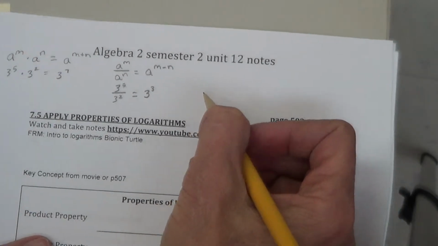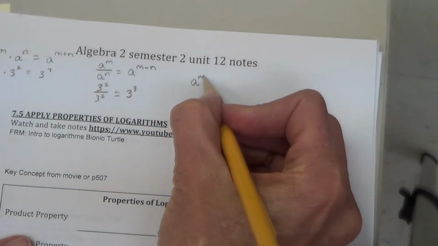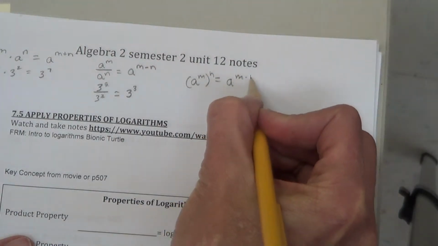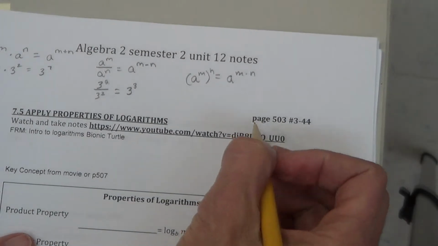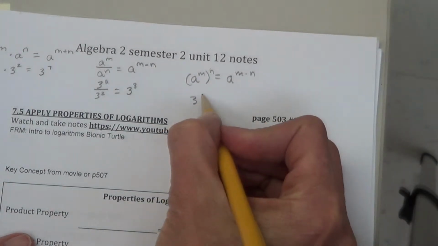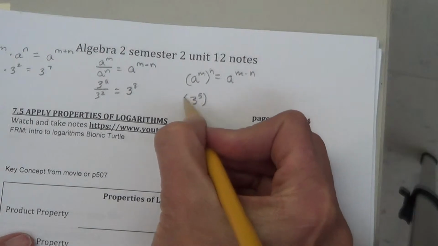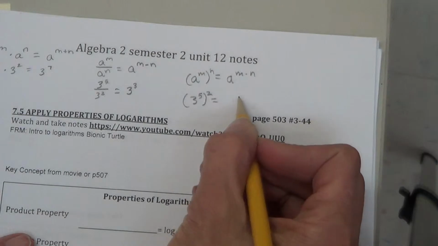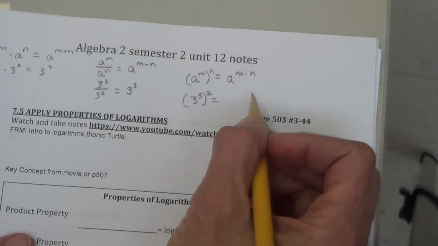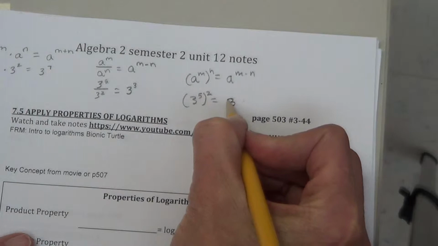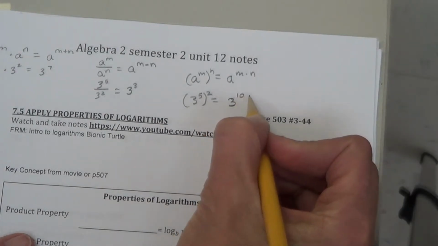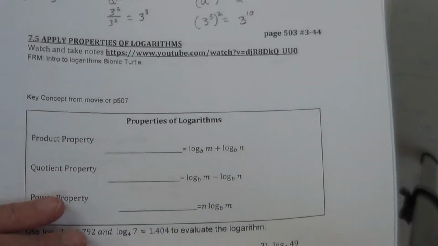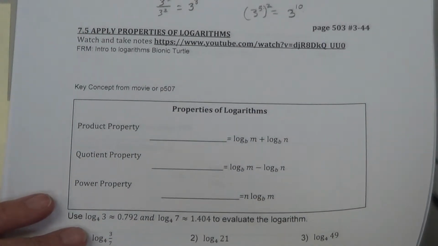Okay. Our last one that I wanted to mention was a to the m raised to the n equals a to the m times n. Okay, 3 to the 5th squared, well, that's 3 to the 5th twice, that would be ten 3's, or 5 times 2.